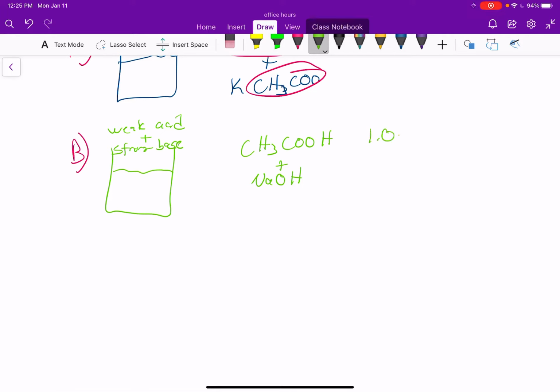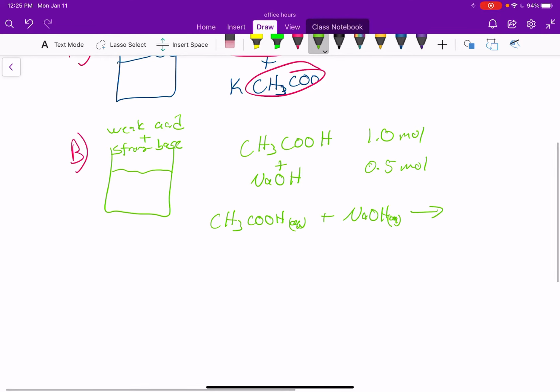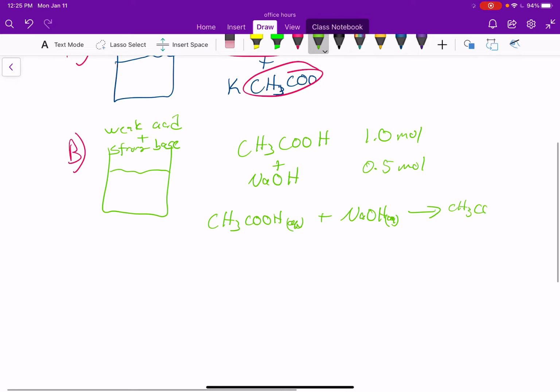Let's say we start with 1.0 moles of the acetic acid, and we're going to add to this 0.5 moles of the hydroxide. CH3COOH, acetic acid, aqueous, will react with sodium hydroxide. This is a strong base, so it's going to react completely. That's going to give us CH3COO minus, and it's going to give us water. I know I'm mixing my net ionic and my whole molecular here, so let's just take that sodium off there and make that our hydroxide.